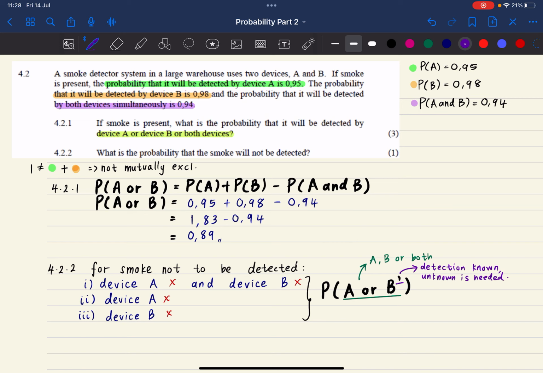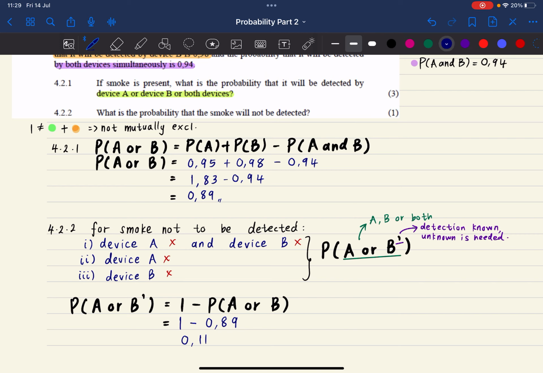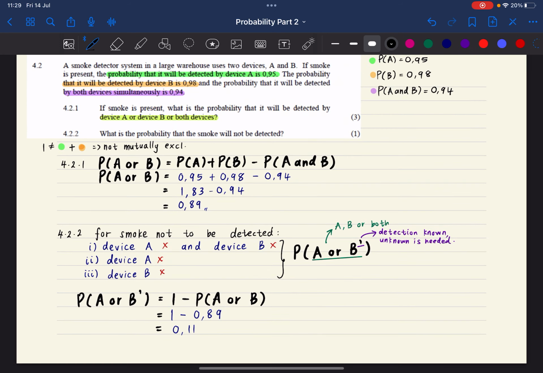So whenever you have a not in your question, assess: is this trying to make a polar opposite for my situation? Is it either it detects or doesn't detect? Is it either odd or even? Is it either heads or tails? Then you can see that these are naturally complementary events. So that's why we need to use P(A or B), and we're going to use the complement of P(A or B) as we've said before. So it's going to be 1 minus the probability of A or B, which is 1 minus 0.89, and this is going to be equal to 0.11. So the probability of the smoke not being detected is equal to 0.11.